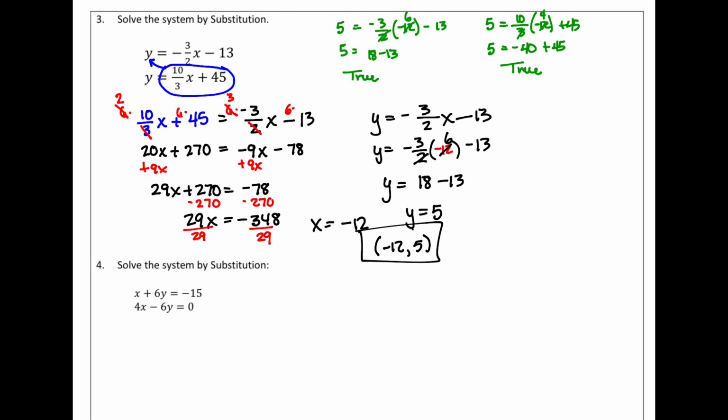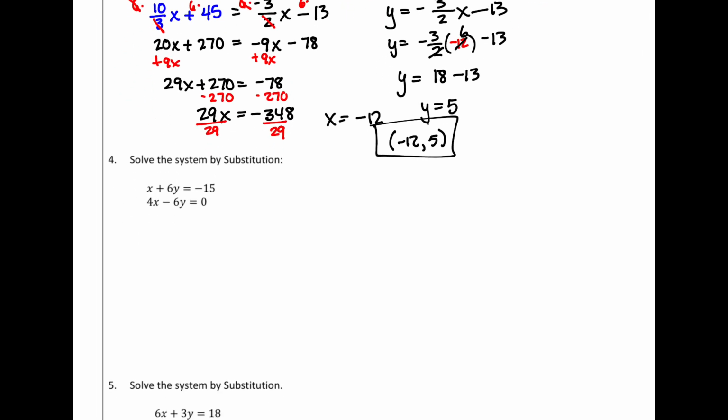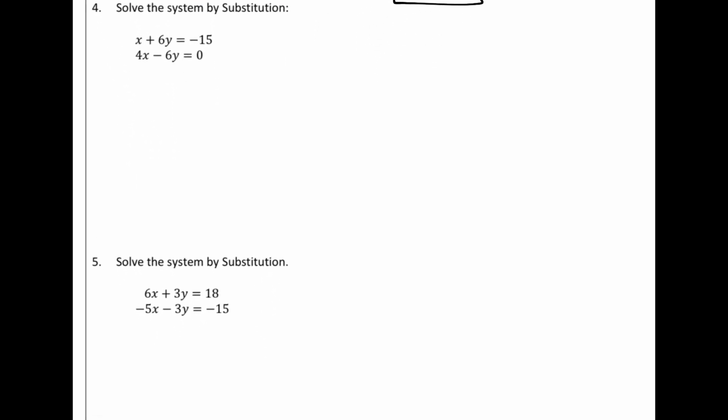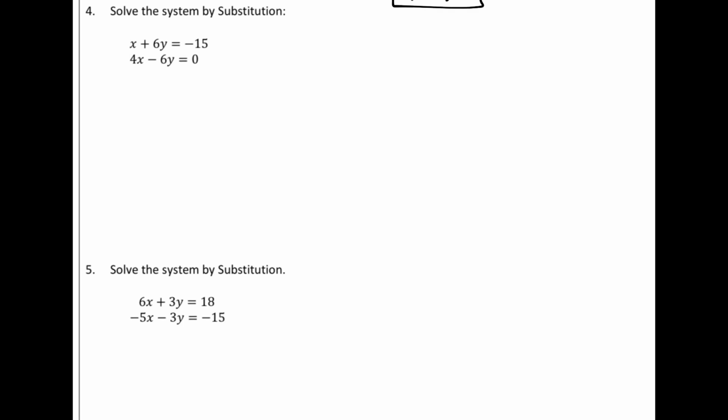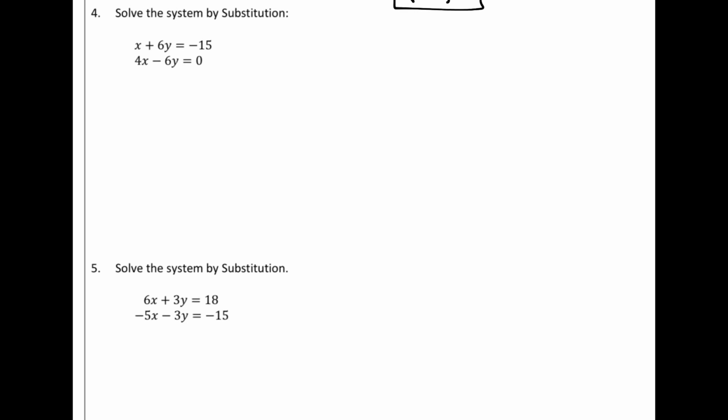Okay, all right, let's take a look at number 4. And it got a little bit harder, didn't it? The reason why it's harder is because you don't have an equation already solved for one variable. So you have to do that yourself. So far, that step 1 has already been done, but now you need to do it.